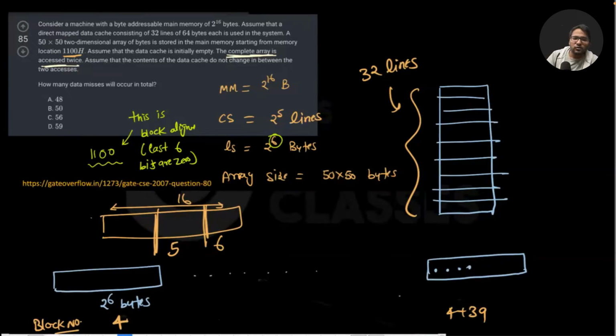So basically, I have block number 4, and then some other block numbers, and ultimately I have block number 43. This is block number 4. Let me write the actual block numbers if you are interested. These are the block numbers. This is block number 5.